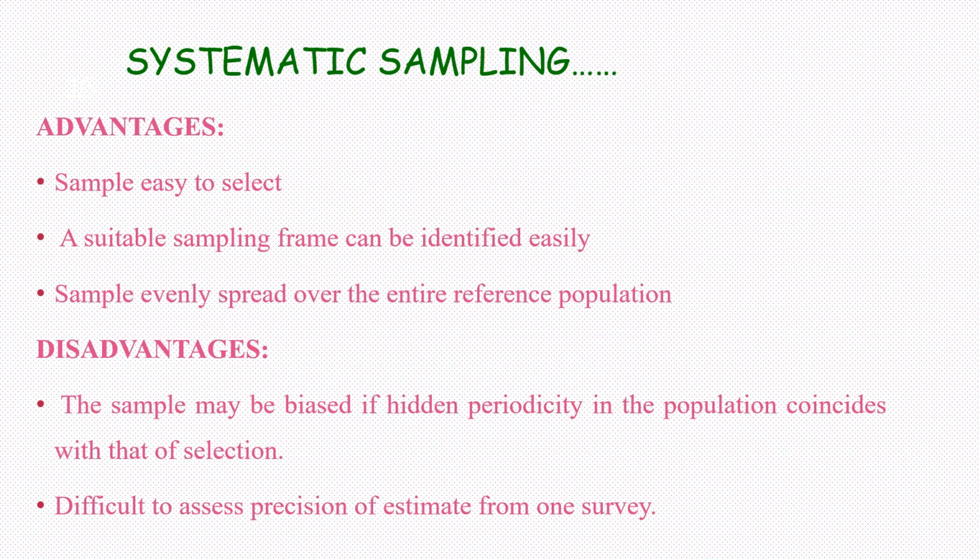Systematic sampling. The advantage of this method is the sample is easy to select. A suitable sampling frame can be identified easily. The sample is evenly spread over the entire reference population. Disadvantages also: first, the sample may be biased if hidden periodicity in the population coincides with the interval of selection. Second, it is difficult to assess the precision of the estimate from one survey.